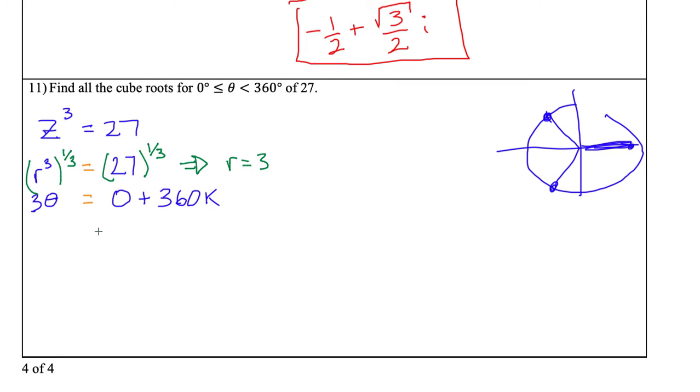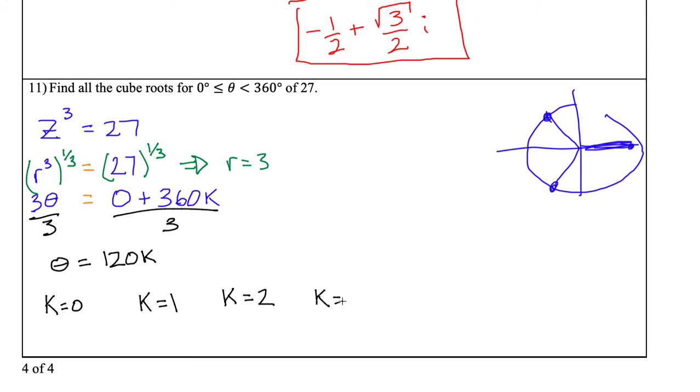So coming back here, this is the hard bit. 3 theta is equal to basically 360k because you're ignoring the 0. You divide both sides by 3, and that means that theta is equal to 120k. And to find all the answers, I should choose all the values of k that will make this go between 0 and 360. So let's try k equals 0, k equals 1, k equals 2, and k equals 3. And you'll see something weird happens with k equals 3 in a sec.